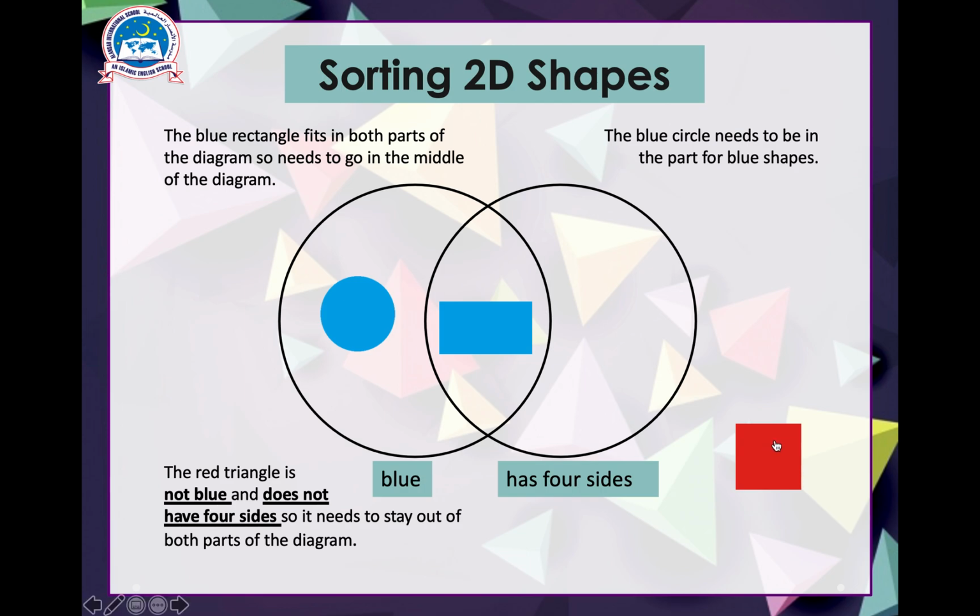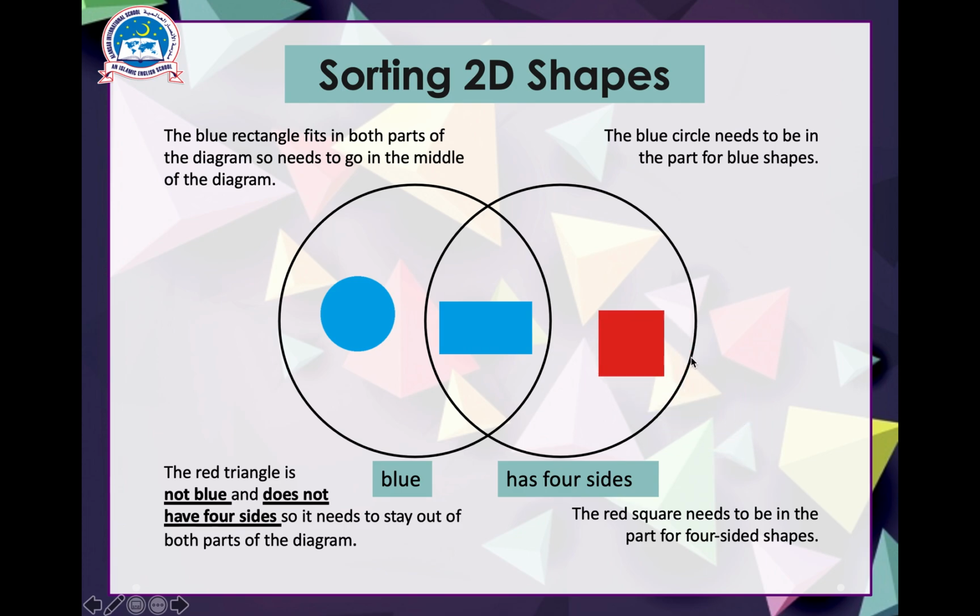Now the last shape over here. Is this shape blue? No, it isn't. But does it have 4 sides? Yes, it does. So it is going to go into the part of the circle that says has 4 sides.